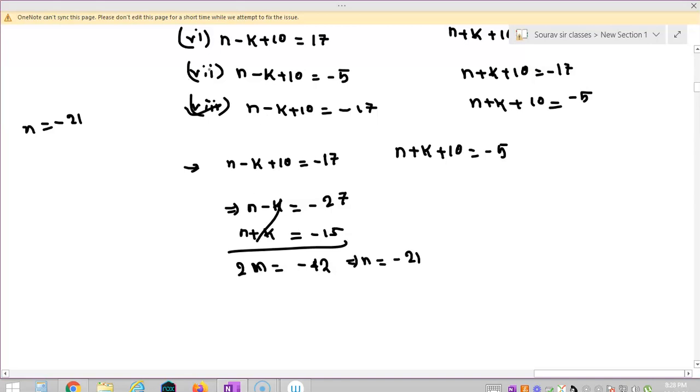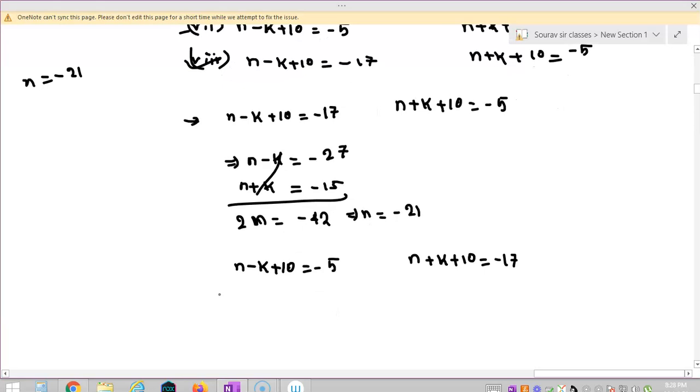Now let us solve this equation 7, which says that n minus k plus 10 is equal to minus 5 and n plus k plus 10 is equal to minus 17, right? So n minus k is equal to minus 15 and n plus k is equal to minus 27. These two equations again give the value of n is equal to minus 21. So this is the same value, so I am not repeating the value again.